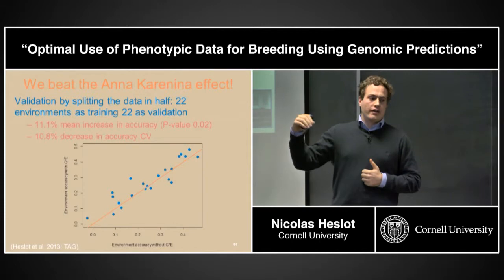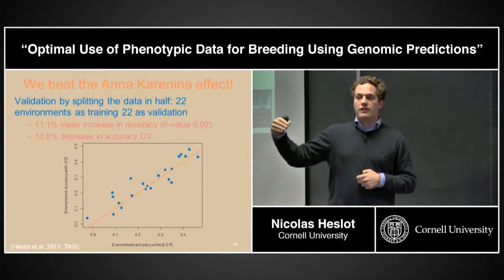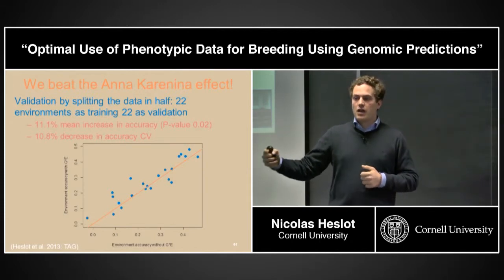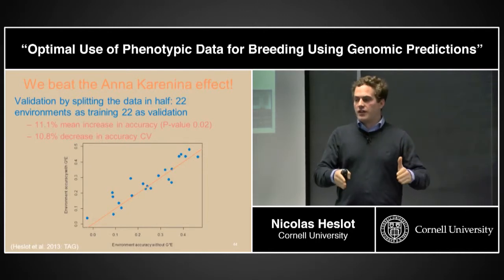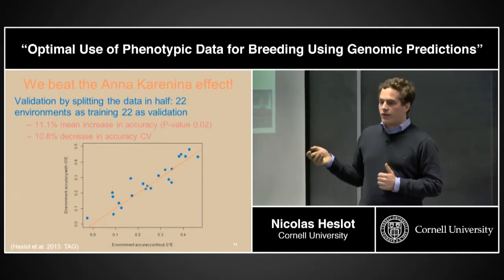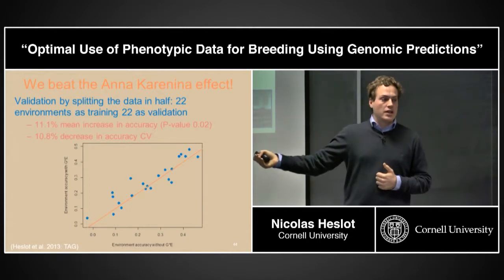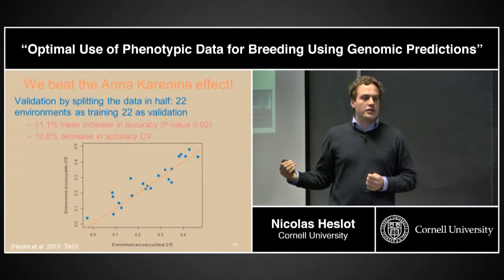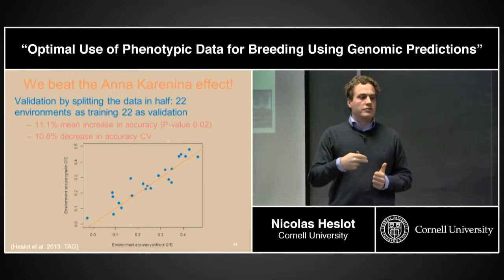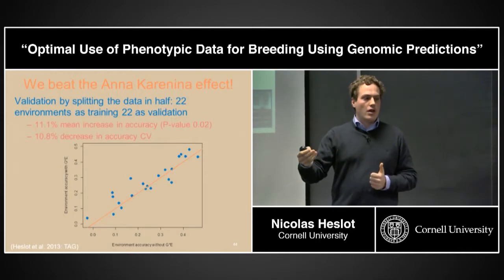And we looked at the prediction accuracy in each environment of the validation set, to see how well we could discriminate between genotypes in a given environment. On average, we gain about 11% in accuracy, and we decrease the variance of that prediction accuracy by about 11%. So we're more predictive, and the prediction is more stable.